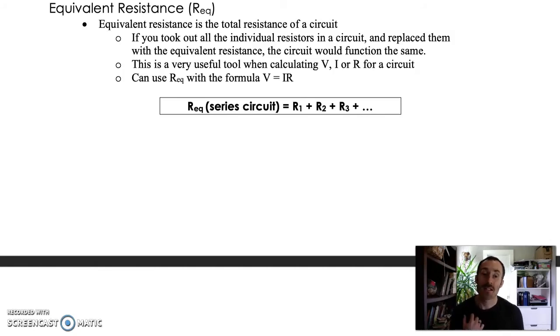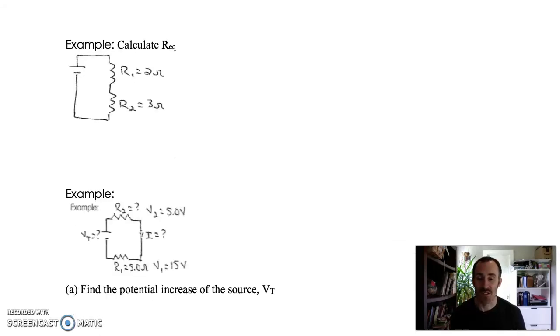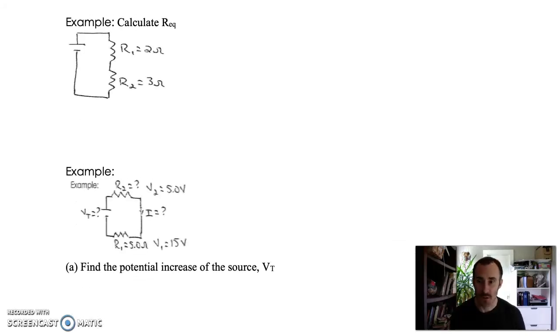Okay, and in a series circuit, or in a series component of a circuit, you have a very simple relationship. You just add up all the resistances, and that gives you the total resistance of the circuit. So, for instance, let's calculate Req, or the equivalent resistance of this little circuit here. It's 2 plus 3. It's 5 ohms. Okay, that's a series circuit. It's just adding up the resistors.